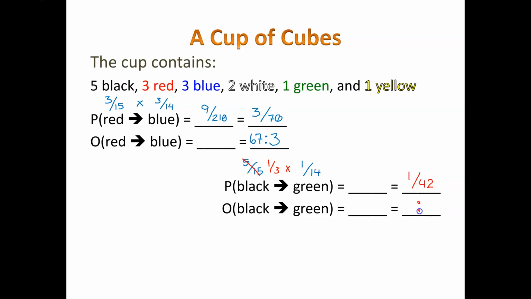Turn that into odds. There's one way to win. All the rest are losers. 42 minus 1 is, of course, 41.